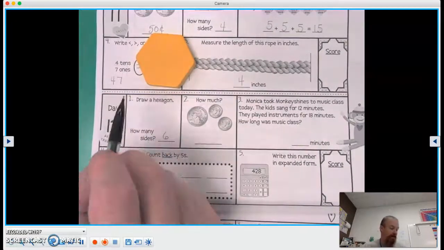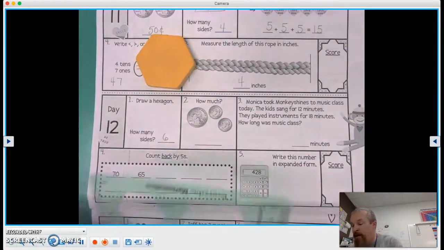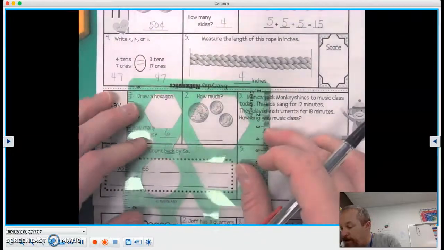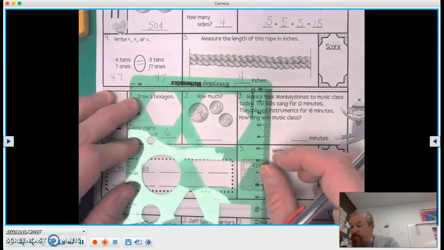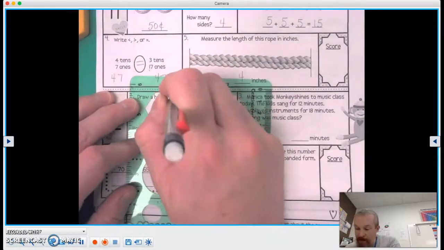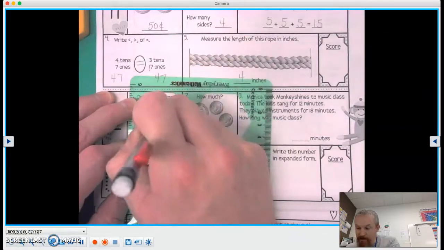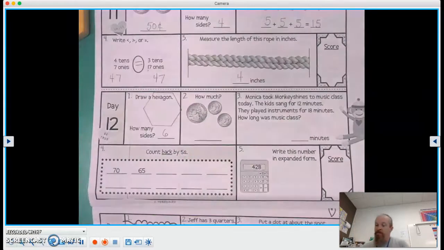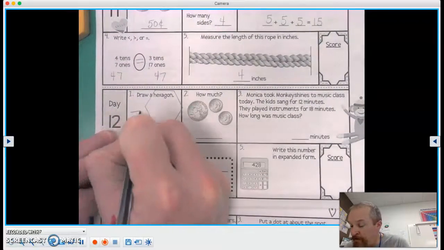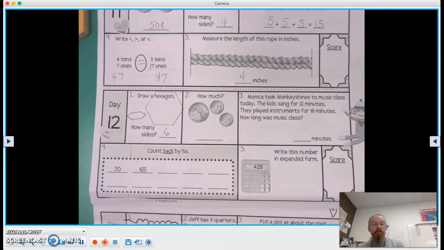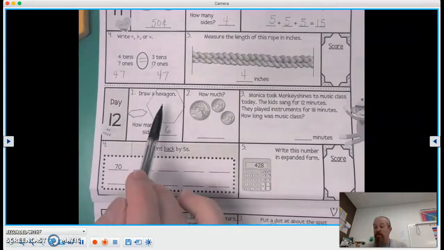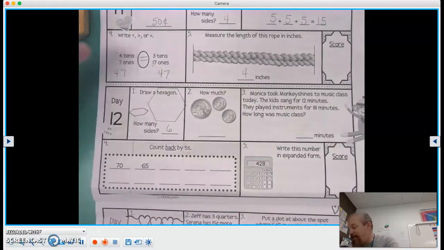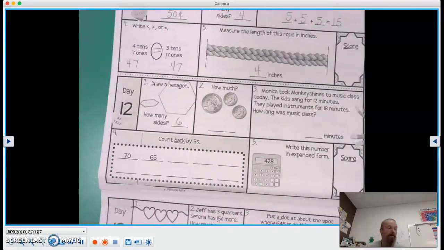So to make the hexagon, I think that's going to be too big. You know what? I got my little handy dandy guy right here, but I think even that one's too big too, isn't it? But that is a hexagon. 6 sides. Okay, now could you have made it like this? That's a hexagon too, right? So it doesn't have to be the perfect hexagon or anything like that. But know that these are some options that we have.